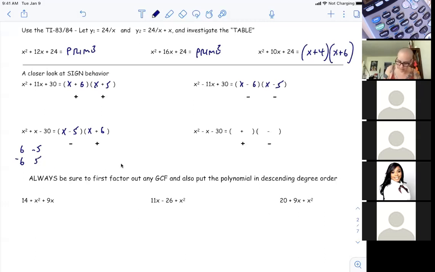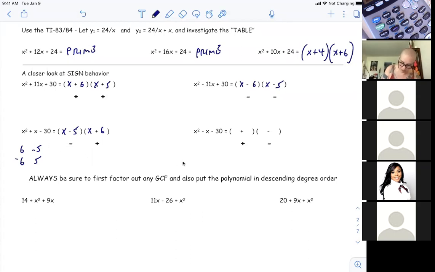I have a question. Sure. Why are we using 6 and 5 if there's no 11 in front of the x? Because we're not really using 6 and 5. We're using 6 and negative 5. And 6 and negative 5 add up to 1. Okay, yeah, that makes sense.